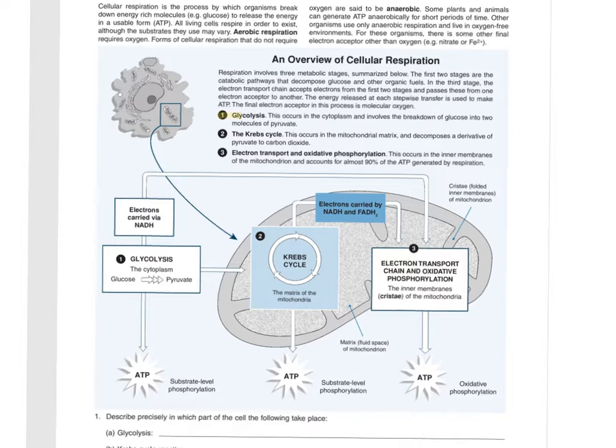Here it is: glycolysis, Krebs cycle, electron transport chain. Where's glycolysis happening? In the cytoplasm. That's here, look. Somebody asked me where the cytoplasm was. It's inside the cell, inside the membrane, but outside the mitochondria.